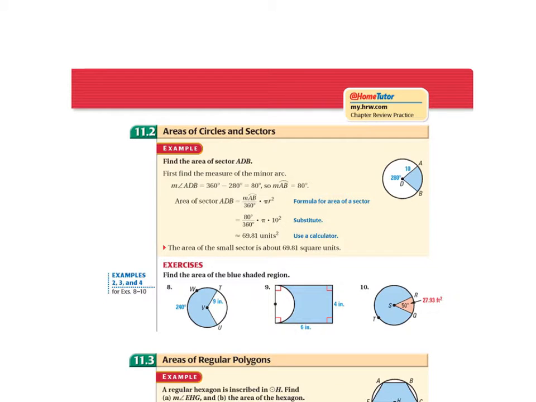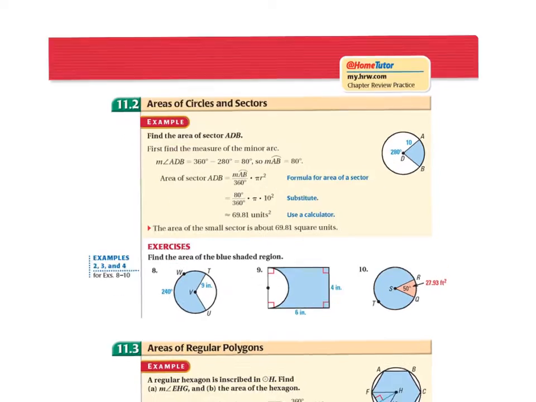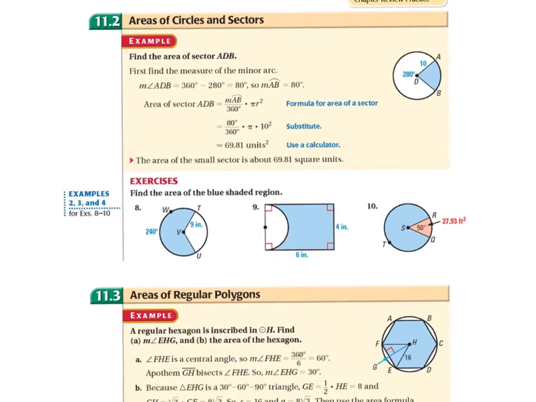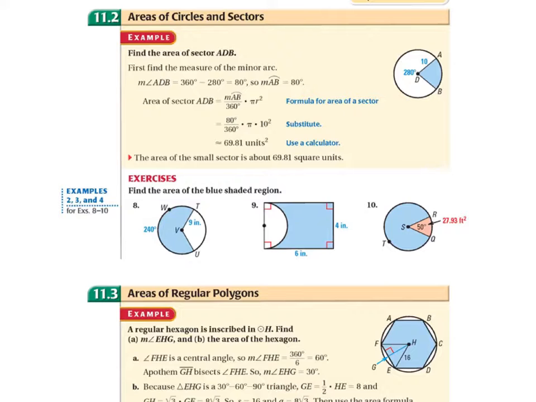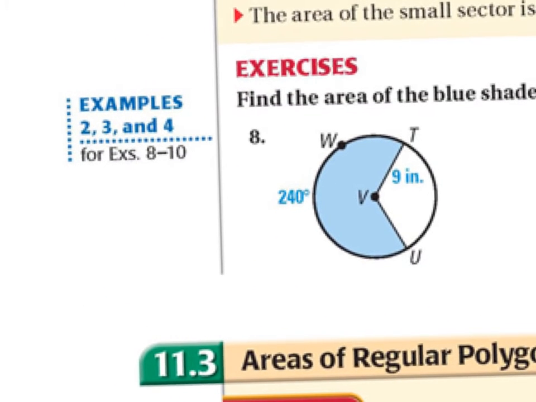Okay, 11.2 was the areas of the sectors and circles. Number 8 said to find the area of the blue shaded region. So area would have been the measure of the arc, which is 240, over 360 times pi r squared. This would be left in terms of pi as well, so I can reduce by crossing through the zeros.